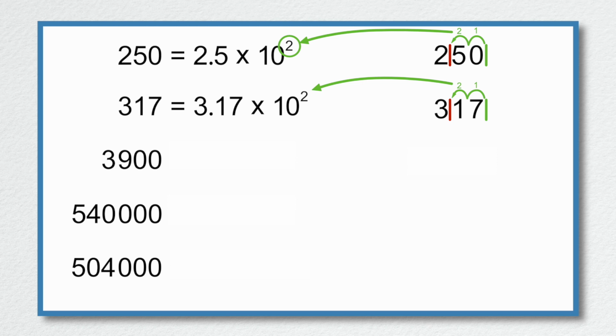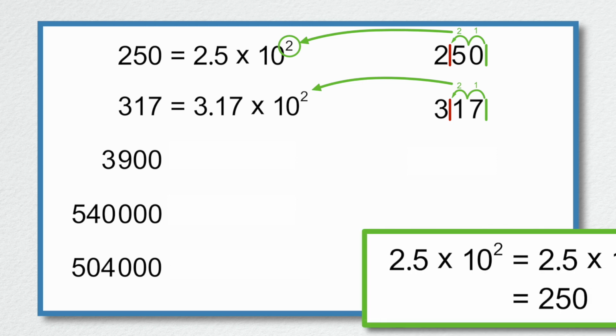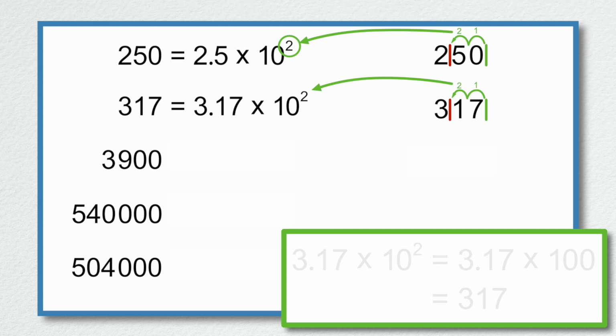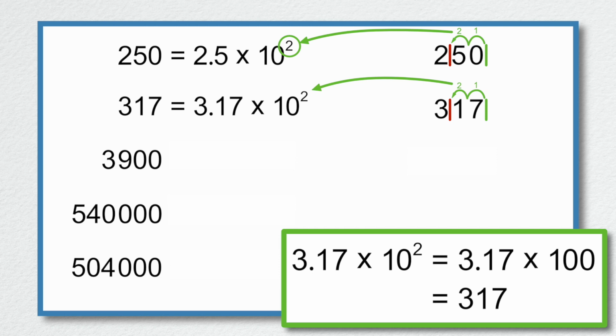Now, in both of these examples, we can check that the answer is right. 2.5 multiplied by 10 to the power of 2 is 2.5 multiplied by 100, and if you're confident or comfortable with multiplying by 100, you know that 2.5 multiplied by 100 is equal to 250. And similarly, 3.17 multiplied by 10 to the power of 2, or 10 squared, is 3.17 multiplied by 100, which is equal to 317.